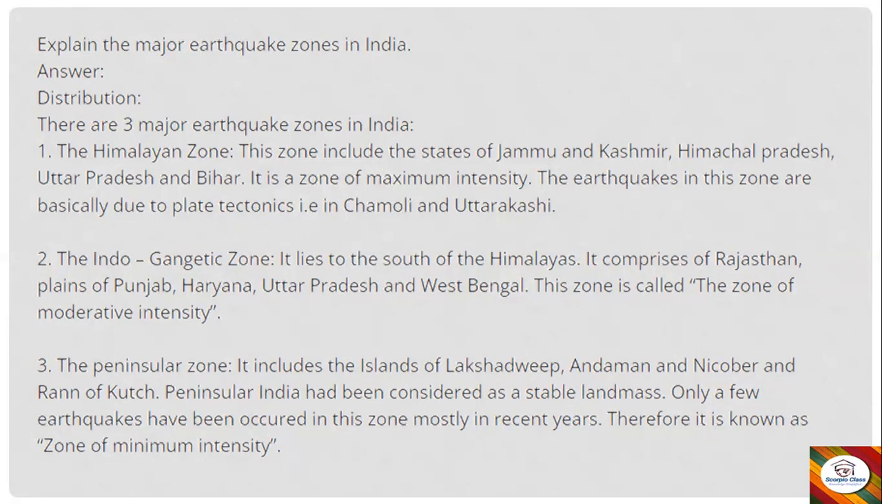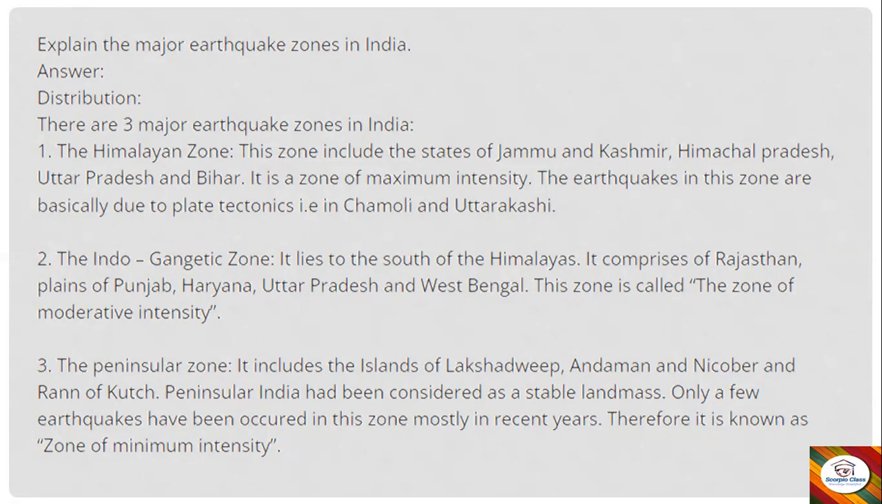Second point, the Indo-Gangetic zone. It lies in the south of the Himalayas. It comprises Rajasthan, the plains of Punjab, Haryana, Uttar Pradesh, and West Bengal. This zone is called the zone of moderate intensity. Third point, the Peninsular zone.